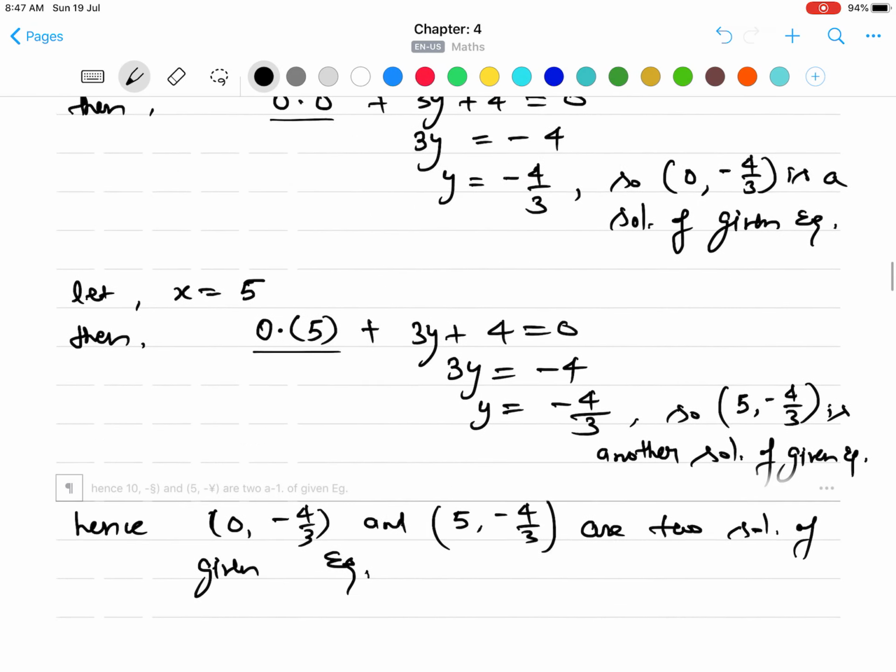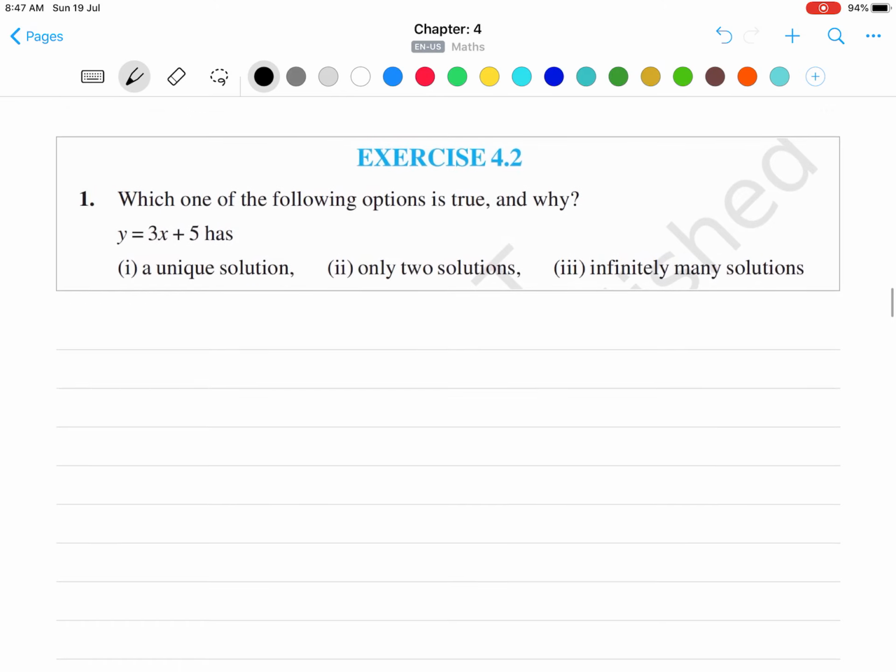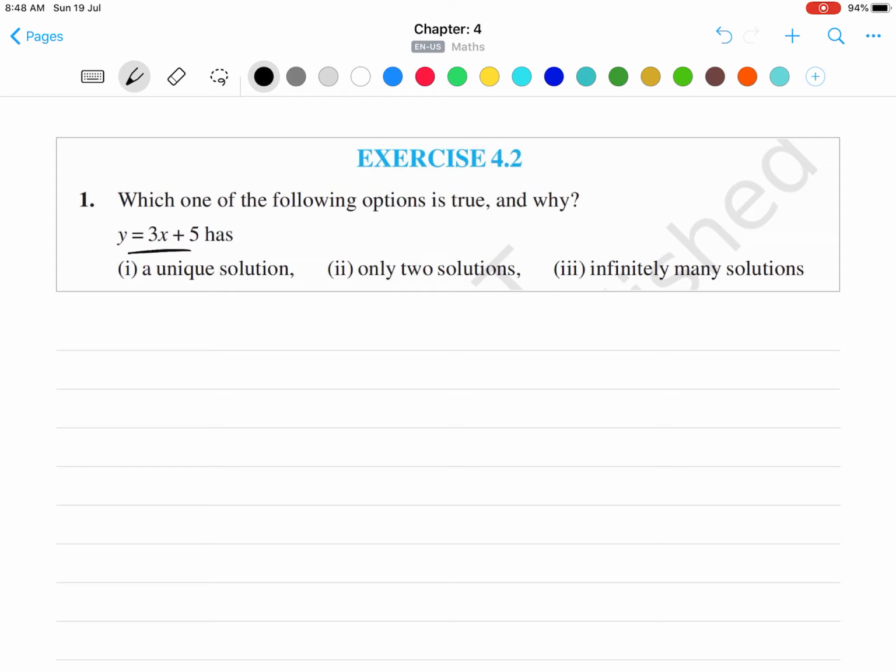So let's start the exercise now. We have exercise 4.2, in which the first question is: which one of the following options is true and why, for the equation y equals to 3x plus 5. Let's first write the equation. Answer number 1, the equation given to us is y equals to 3x plus 5. Okay, so if you choose any value for the variable x, you will get the subsequent value for y.